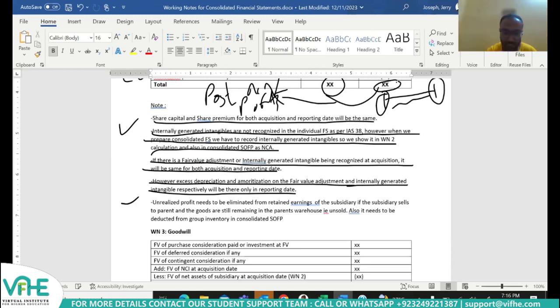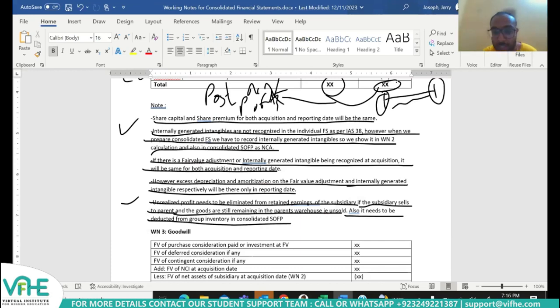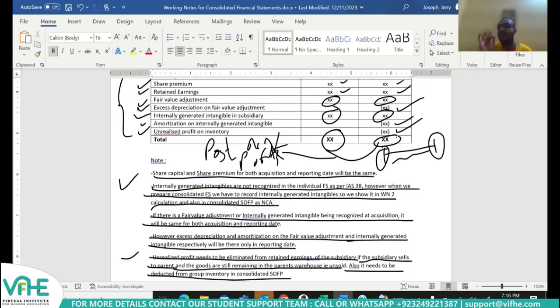Next is unrealized profit. Unrealized profit needs to be eliminated from the retained earnings of the subsidiary. That is why we are adjusting it in working note 2. When do we do it? If the subsidiary is the seller, if the subsidiary sells to the parent and the goods are still remaining in the parent's warehouse, that is, unsold. Also, it needs to be deducted from group inventory in the consolidated SOFP. Everything that is coming here, I have summarized it. Clear cut, guys. Okay.